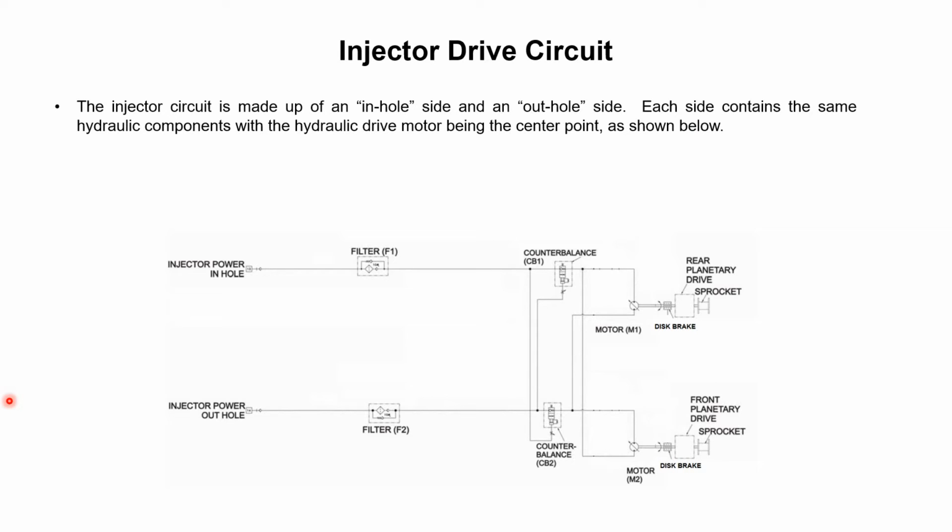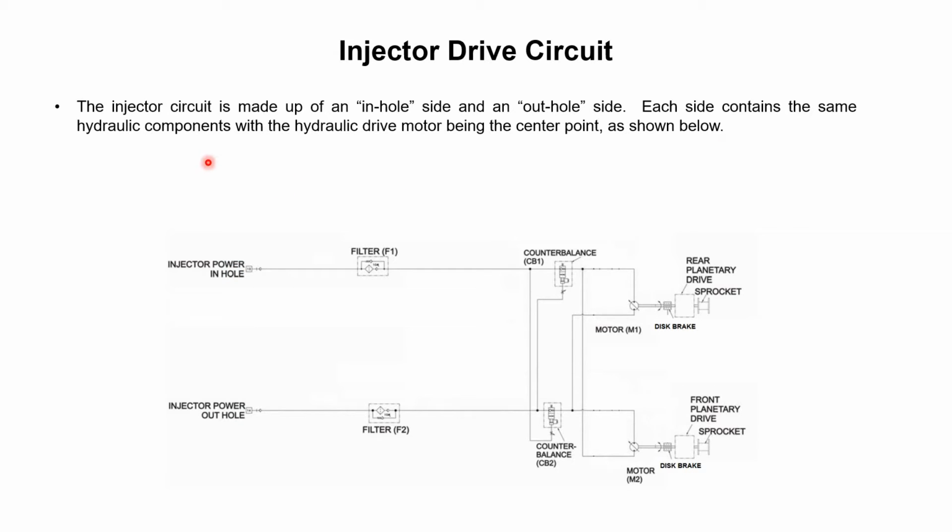The injector circuit is made up of an in-hole side and an out-hole side. We can see that this injector circuit is composed of two hoses, where one hose is used for the in-hole direction and the other is used for the out-hole direction. When we have to run the coil tubing inside the hole, we'll select the direction of the fluid from the control cabin, and fluid will flow through this hose. And if we want to pull the coil tubing pipe out of the hole, that is, we want the out-hole direction, then we'll adjust the knob from the control cabin and hydraulic fluid will start flowing through this hose, and this hose will become the return hose.